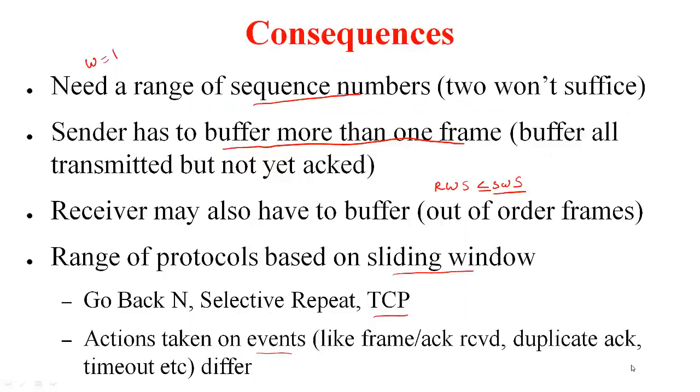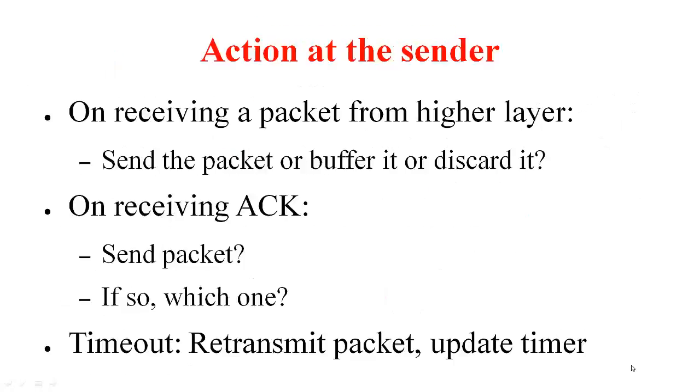So what I have covered so far is a very high-level overview, but how does the protocol work in practice? There is some action you need to take at the sender as well as the receiver. So what are the types of actions? Let's see. At the sender, it has to decide many things. On receiving a packet from the higher layer, should I send this packet, buffer it, or discard it? If it receives an ACK, should I send a packet in response to this ACK? If I were to send a packet, which packet should I send? And on timeout, should I retransmit the packet? And how should I update my timeout values? So these are all the actions that happen at the sender.